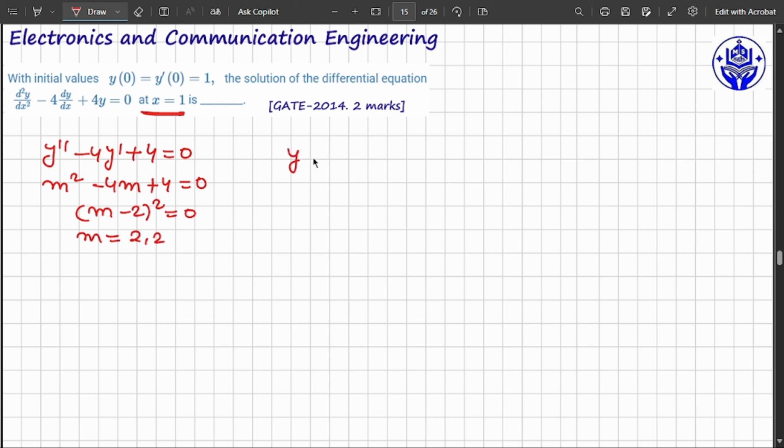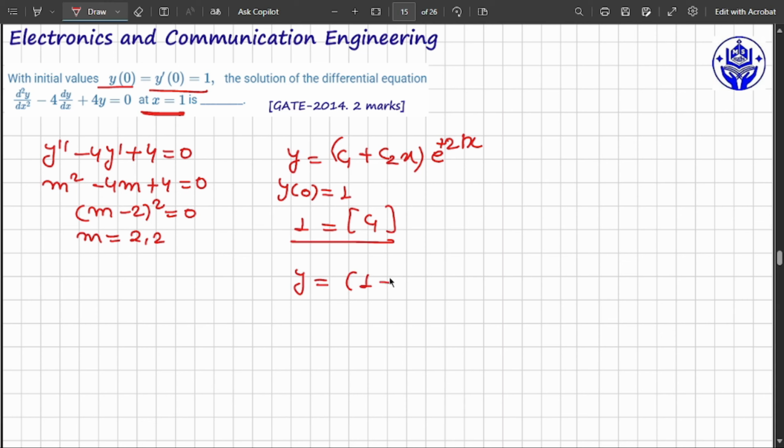So the solution is c1 e to the power of 2x plus c2 x e to the power of 2x. Now if I use these conditions, y of 0 equals 1. It means the value of y is 1 when x is 0. So this is c1, so my c1 is equal to 1 here. If c1 is 1, then I can write c2 x e to the power of 2x.